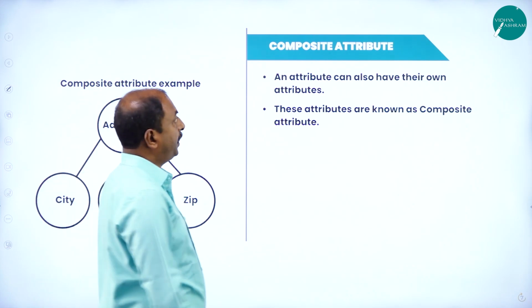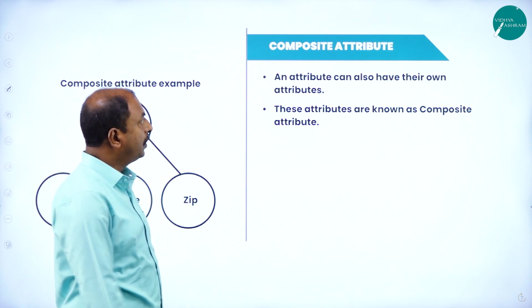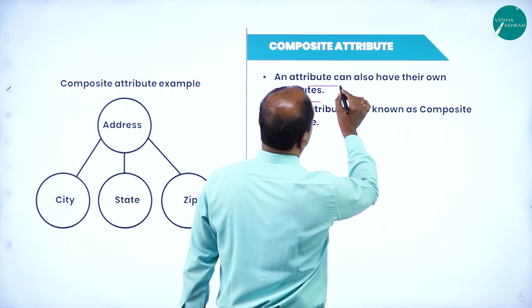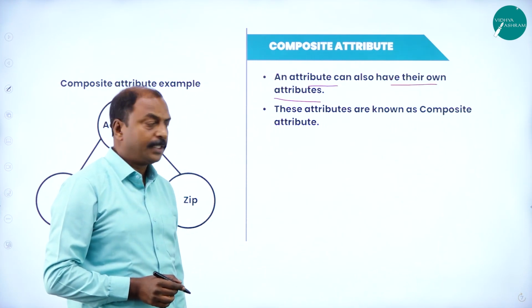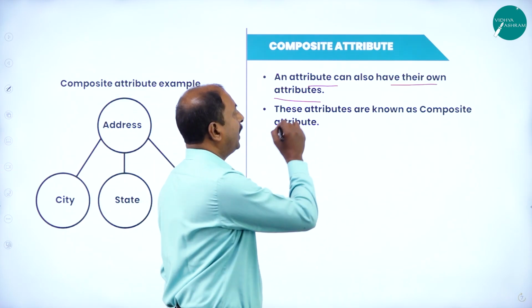Next definition is composite attribute. What is a composite attribute? An attribute can have its own attributes. So an attribute can also have its own attributes, or nothing but composite attributes. So these are known as composite attributes.